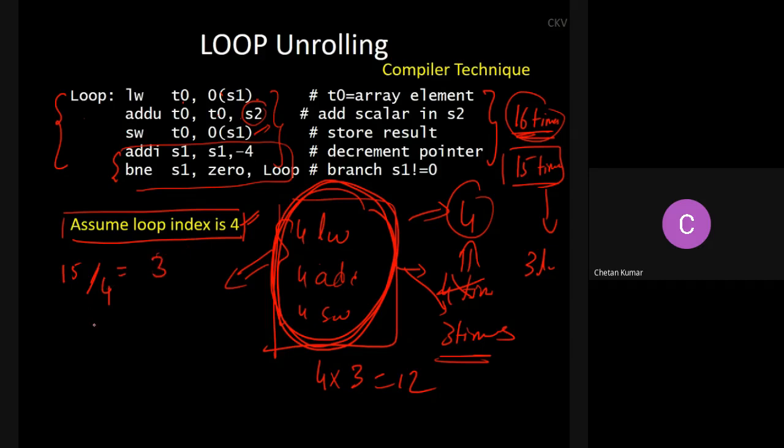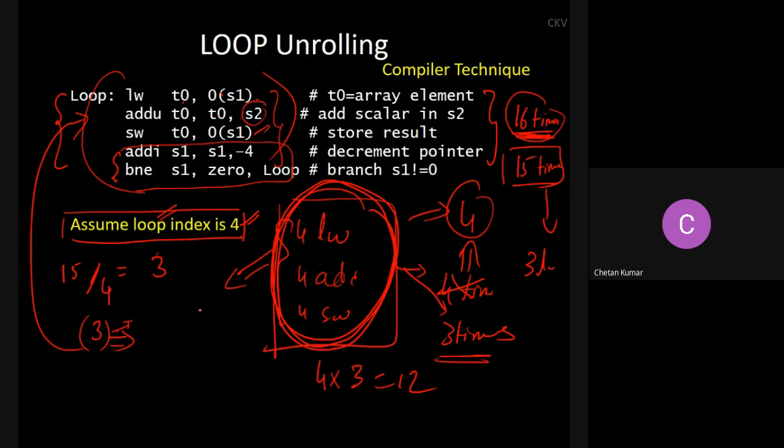Then you are left with the remainder, so that many times you have to execute your original loop. This original loop will be used to execute for the remaining 3 times. That is how loop unrolling is achieved. But you don't have to worry about those things as of now. For the initial discussion, we'll assume that the number of times the loop should execute is a multiple of the loop index, and then we'll have a discussion. But normally loop unrolling is implemented this way.